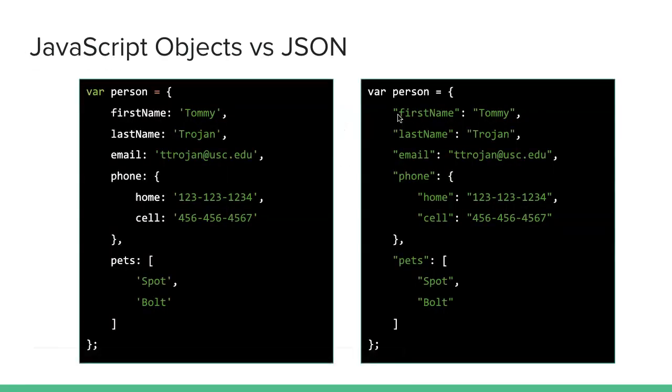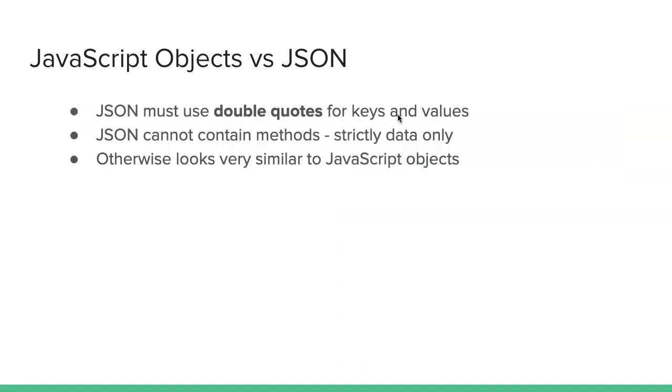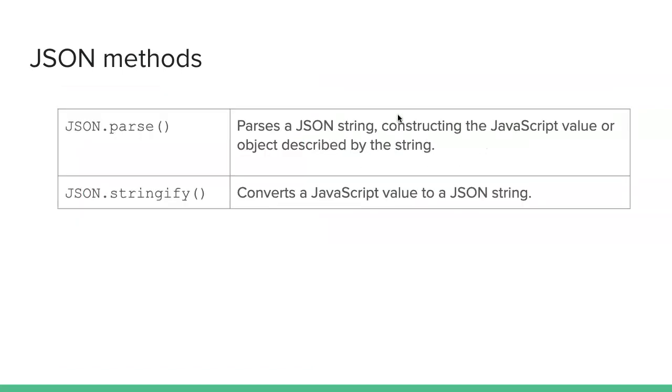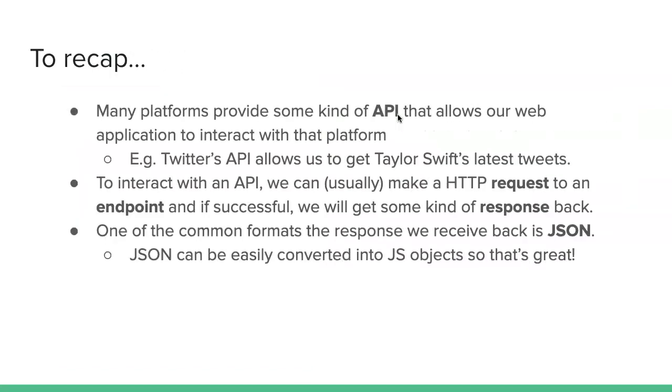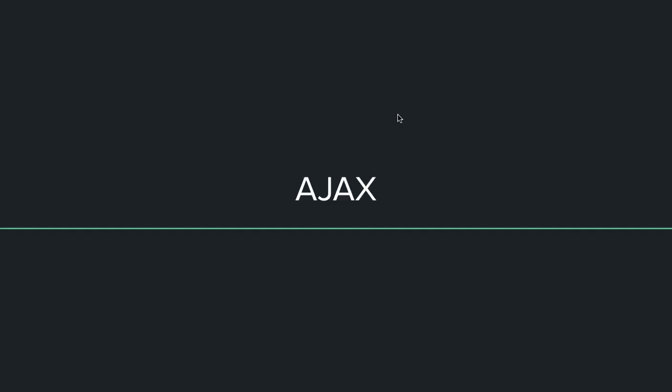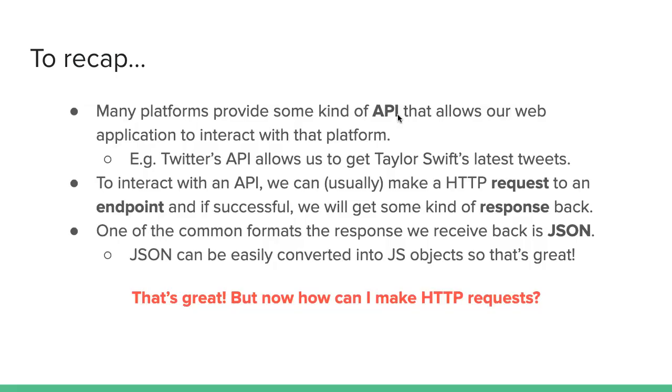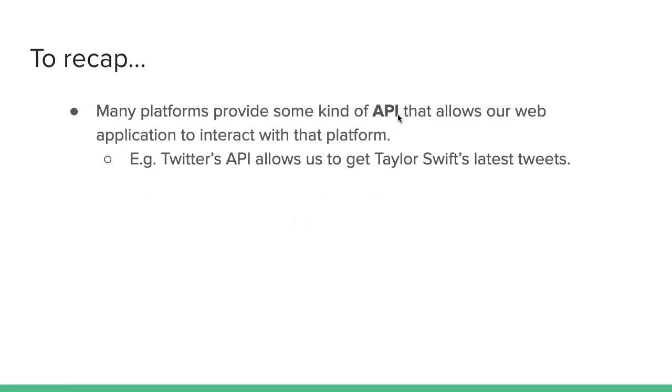JSON can't have methods. It's simply a bunch of text. What else? Otherwise, everything looks pretty similar to JavaScript objects. Okay. All right. So let's kind of try this out. All right, cool.